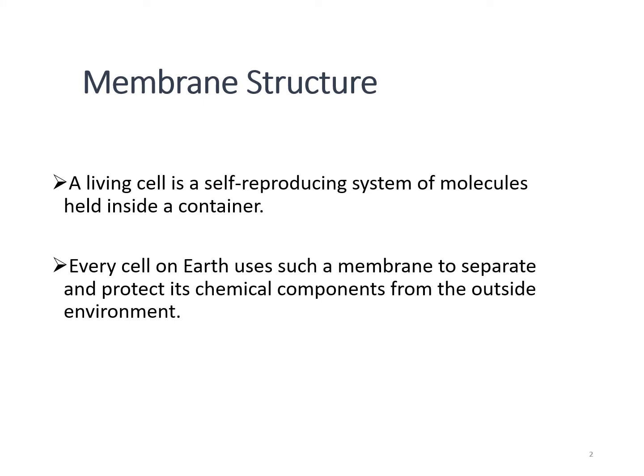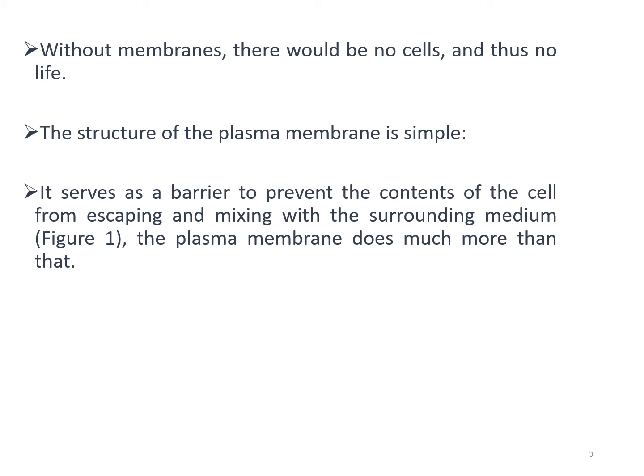A living cell is a self-reproducing system of molecules held inside a container. Every cell on earth uses such a membrane to separate and protect its chemical components from the outside environment through the plasma membrane. Without membranes, there would be no cell and thus no life. The structure of the plasma membrane is very simple. It serves as a barrier to prevent the contents of the cell from escaping and mixing with the surrounding media. The plasma membrane does much more than that. We will discuss it in detail in our coming slides.